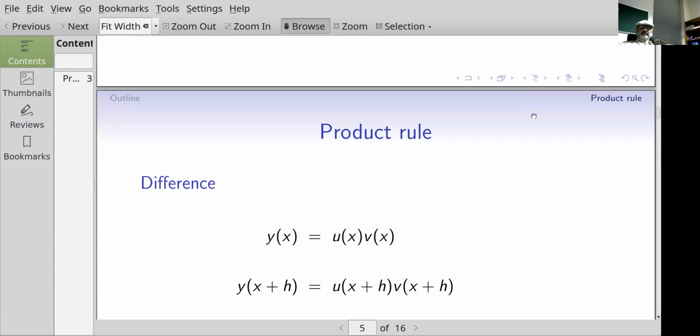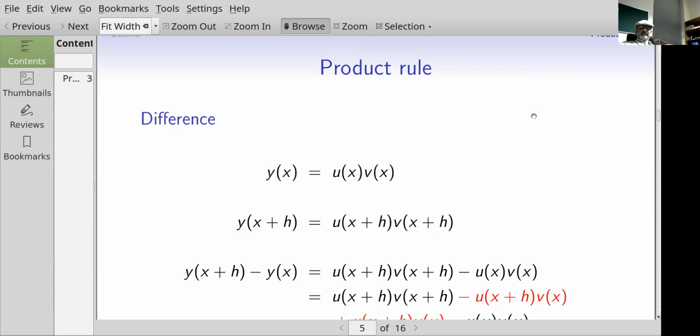Okay, so we again construct the difference quotient and we take its limit to find the derivative. So y of x equals u of x times v of x. y of x plus h is equal to u of x plus h times v of x plus h. Now if we take the difference, y of x plus h minus y of x, we will get u of x plus h times v of x plus h minus u of x times v of x.